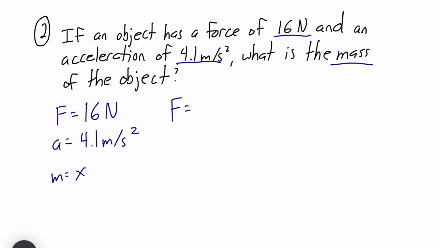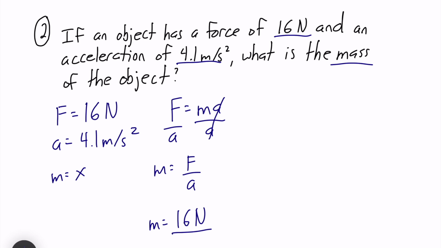So our formula is F equals ma, but we do need to manipulate for m. So let's divide by a on the right side. And if we do that on the right side, we have to do that on the left side. So our final formula should be m equals F divided by a. So we have mass equals force divided by acceleration. So let's fill out exactly what we know here. We have m equals F, which is 16 newtons, divided by a, which is 4.1 meters per second squared.